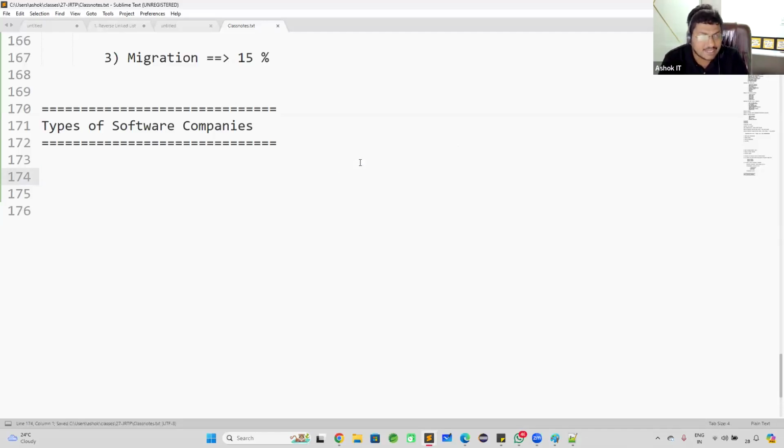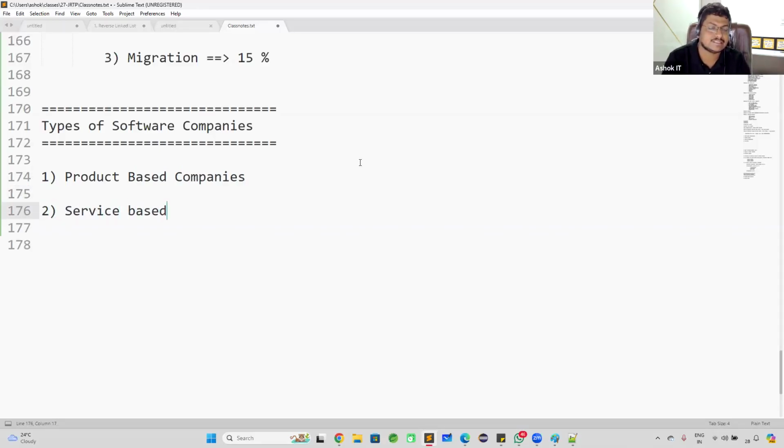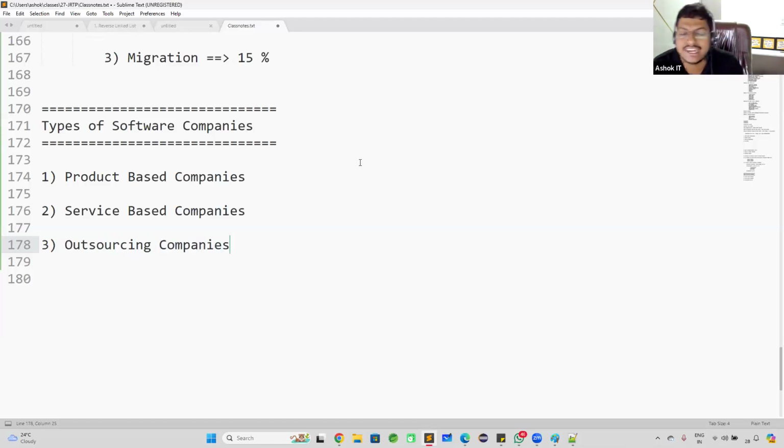All those companies we can divide into three categories. The first category is called product-based companies, the second category is called service-based companies, and the third category is called outsourcing companies. So there are three types of companies in the IT industry.